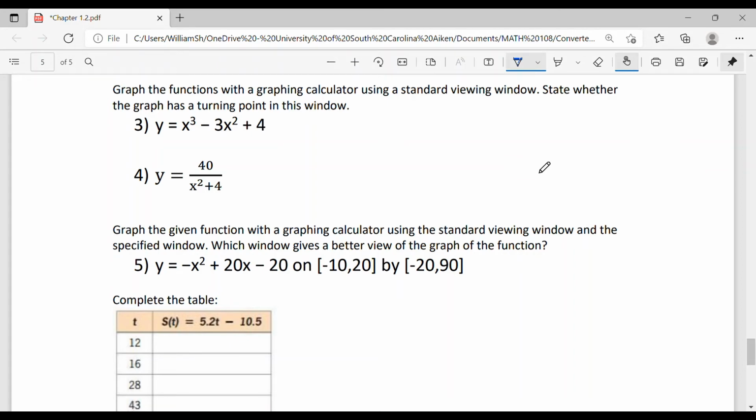Alright, so the next question says, graph the functions with a graphing calculator using a standard viewing window. State whether the graph has a turning point in this window. Okay, so we have number 3, which is y equals x to the third minus 3x squared plus 4. And number 4 is y equals 40 over x squared plus 4. So what I'm going to do is go to the calculator and graph both 3 and 4 back to back. I'm not going to refer back to the lecture notes. I'm going to go straight to the calculator, work both of these problems through, and then we'll come back to the notes for number 5.